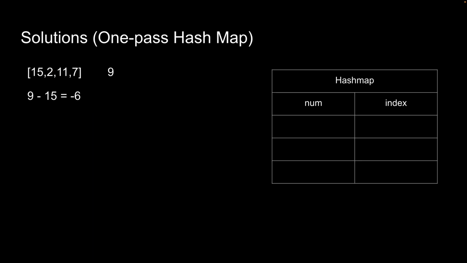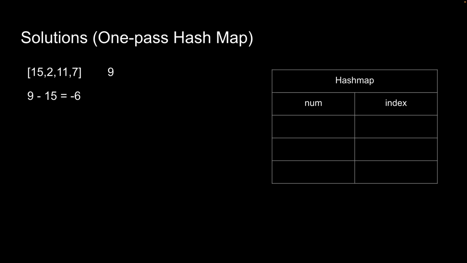Now let's see the one-pass solution. We have a hash map where the key of the hash map will be the number from the array, and the value of the hash map will be an index from the array. Firstly, we will subtract the number from the target. For example, 9 minus 15, and we will get minus 6. Now we will check if it is in the hash map.